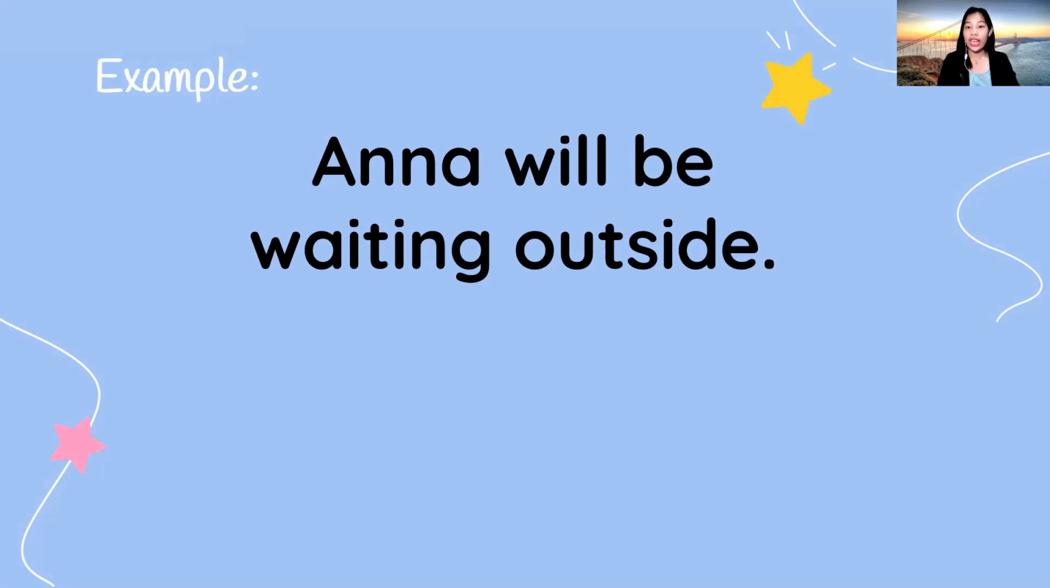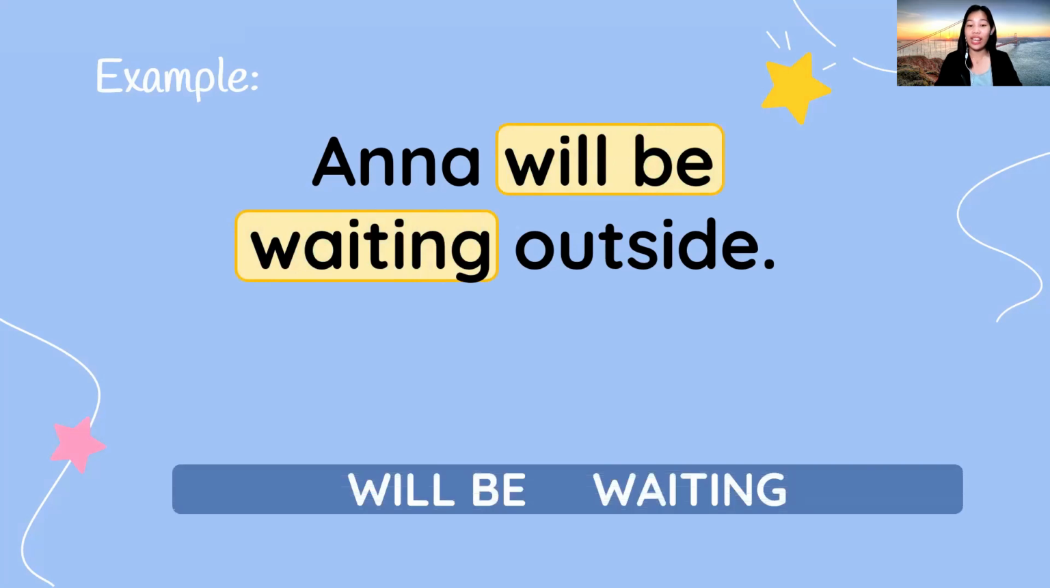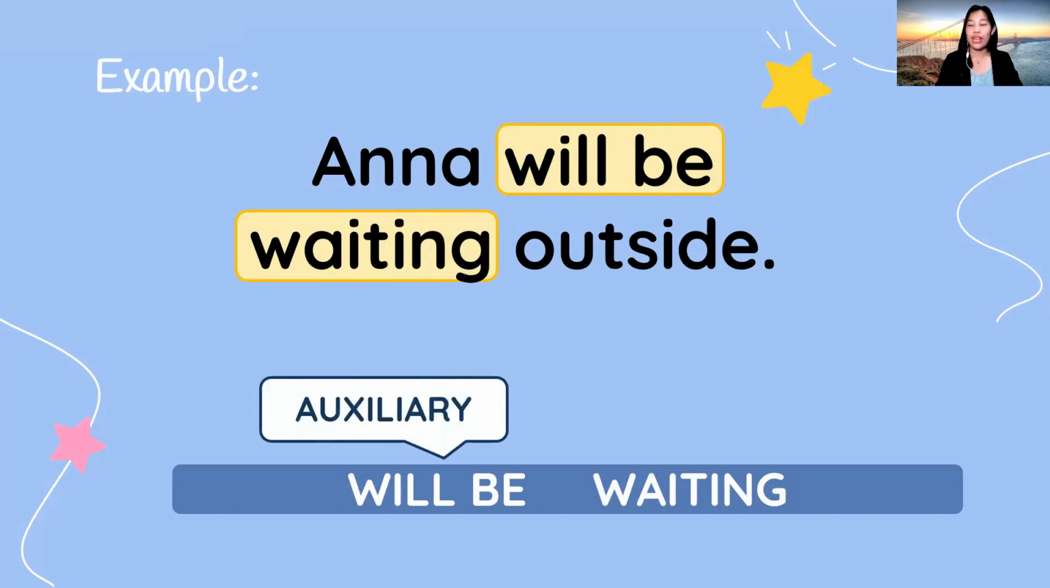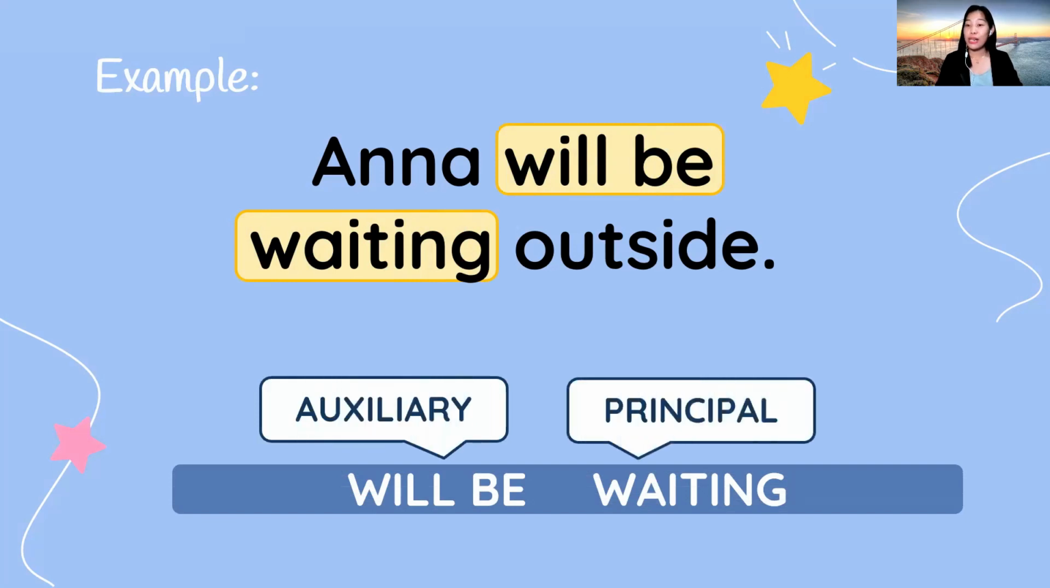Thank you. So which again in this sentence is the verb phrase? Will be waiting. Very good. So again, this verb phrase is composed of two parts, the principal verb and the auxiliary verb. Which one is the auxiliary verb? Will be. Very good. So the principal verb is waiting. Amazing.